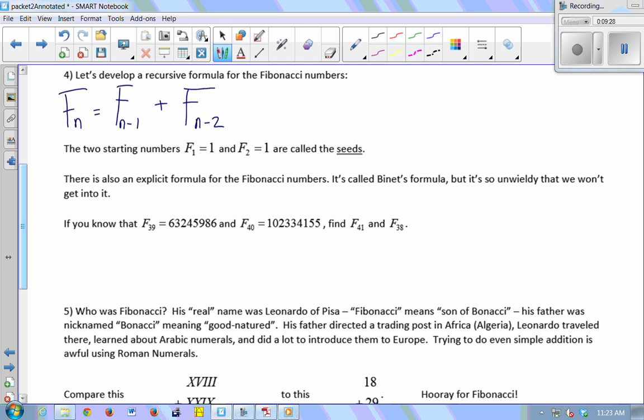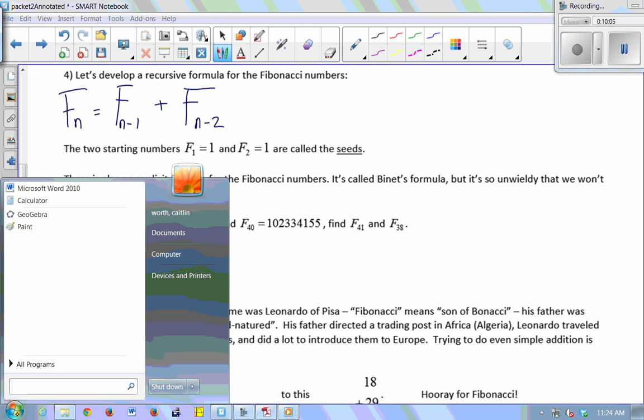And I'm telling you F39 and F40. I've given you the 39th and the 40th Fibonacci number. How could I find the 41st Fibonacci number? Add them together, yeah. F41, that's like my F sub n here. It's equal to F sub n minus 1, that's F40, plus F sub n minus 2, and 41 minus 2 would be 39. So I just add those two numbers together, and I have the 41st Fibonacci number.